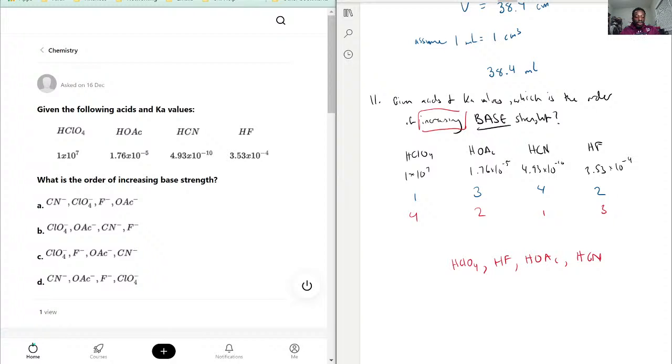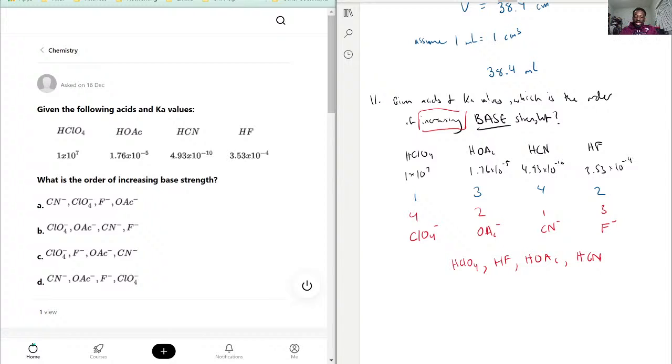As you notice right away when we look at the answers, they don't have the protons anymore, the hydrogens, which is actually the more accurate choice because we're looking for the increasing base strength, so you're looking at the conjugate base. Right under here, I'll write down what the conjugate base for each one would be, without the protons. So ClO4 minus, OAc minus, CN minus, and F minus. Okay, that would be it.